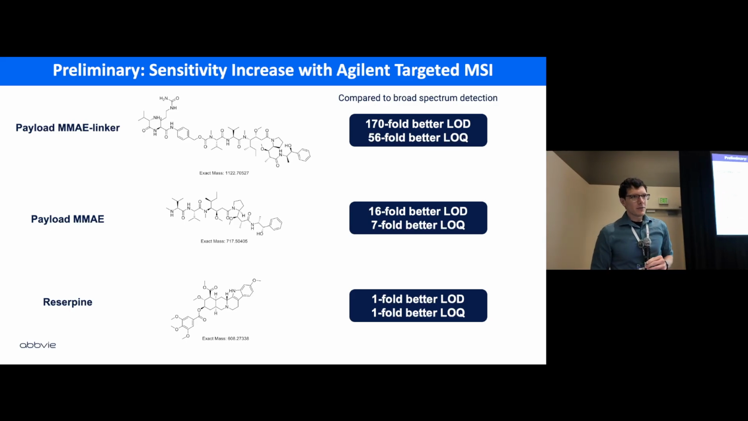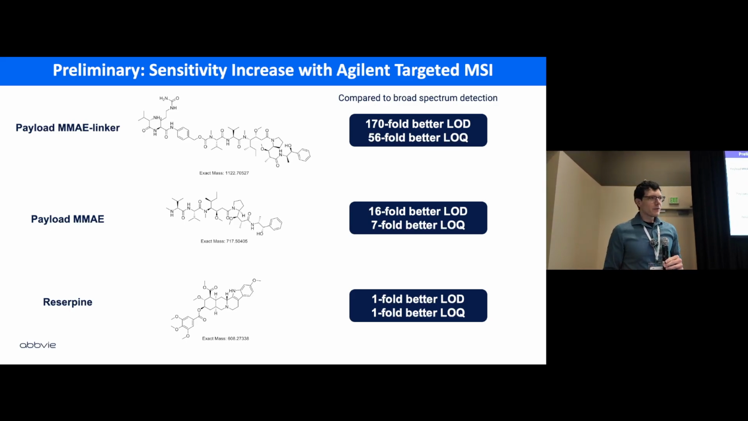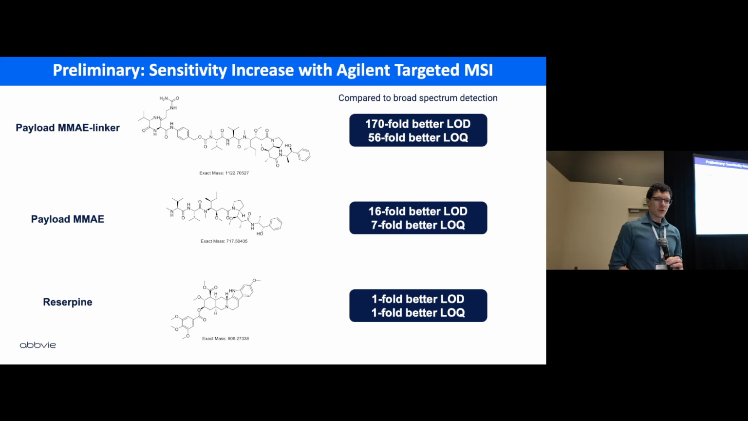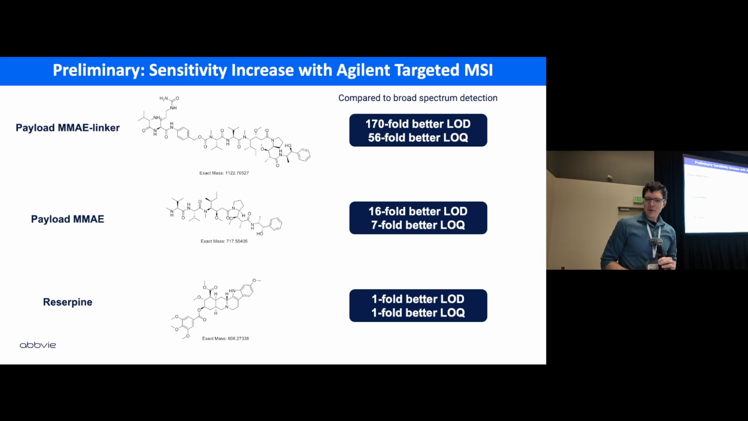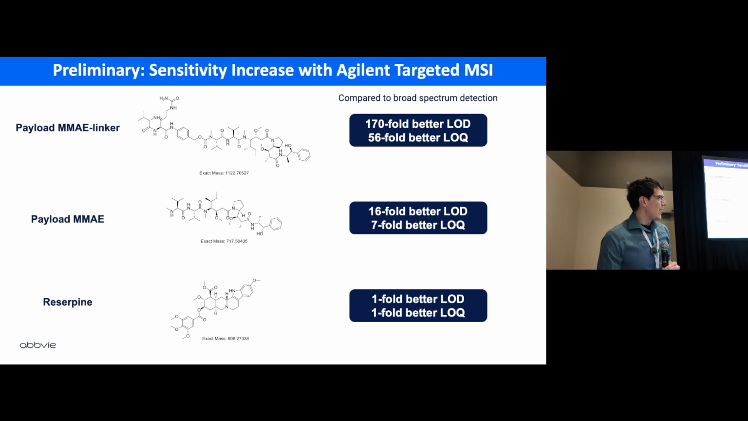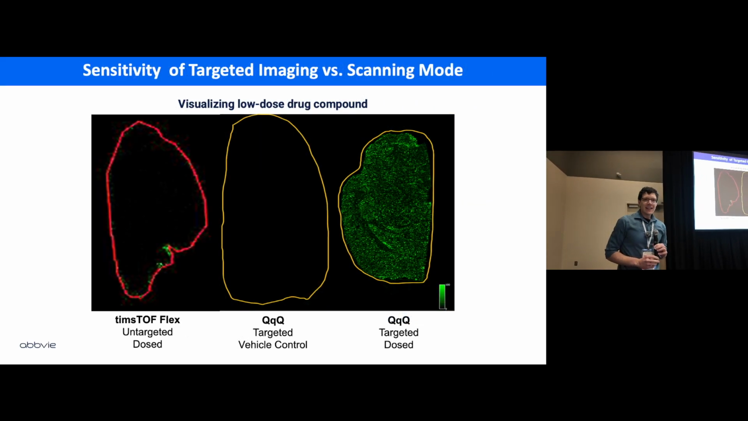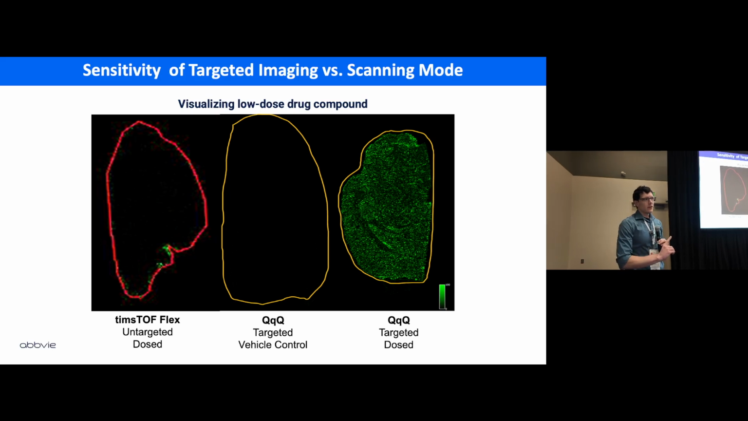And because I always like to show off that there's a failure state for everything, reserpine, which is that fun compound that everyone likes to use to talk about how sensitive their equipment is, looked exactly the same to me between the timsTOF Flex and the Agilent 6495D whenever you're imaging it. But despite having a couple of failures like reserpine, here is what it looks like whenever you start to need that level of sensitivity. This is dosed mouse brain.